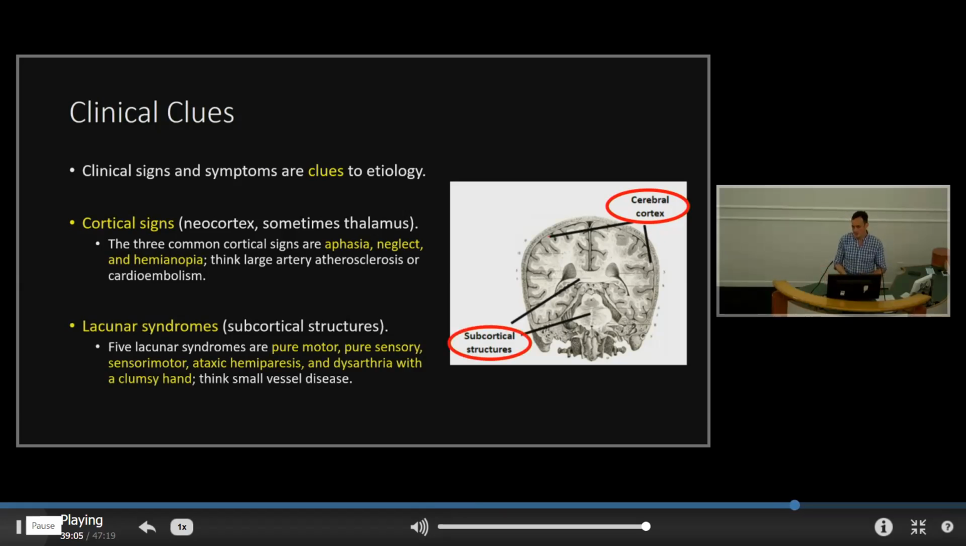However, if the patient presented with a lacunar syndrome, that indicates it's probably a subcortical structure involved. And there are many of those: the brain stem, the thalamus again, the basal ganglia, and so on. So there are these 5 classic lacunar syndromes, and they are pure motor hemiparesis, pure sensory hemiparesis, sensory motor, so a combination of the 2, ataxic hemiparesis, where a person presents with both ataxia and hemiparesis, and this one called clumsy hand dysarthria syndrome, where they have exactly that. And so if you get any of those classic presentations, then you think small vessel disease.